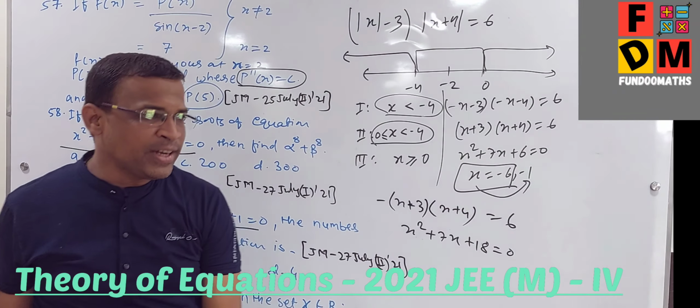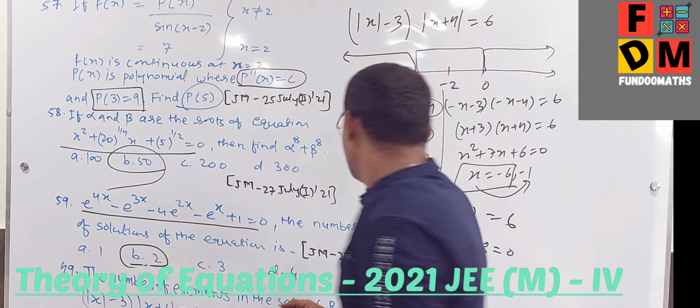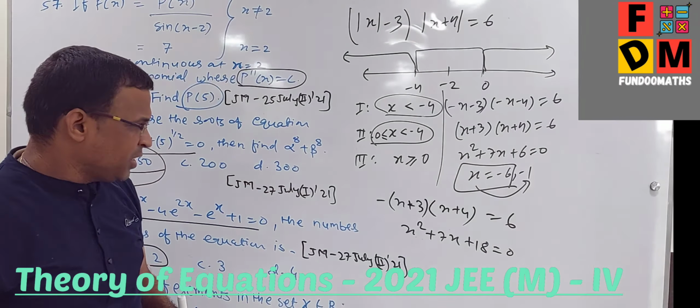Factors, no, 9 and 2 not possible. You can check 9 and 2, not possible. I guess imaginary. B square minus 4ac is negative: 49 minus 72. Fine, so no solution. Imaginary. They are asking for the real solution. So here I am doing no solution. So second case I am doing no solution. Jumping to third case.